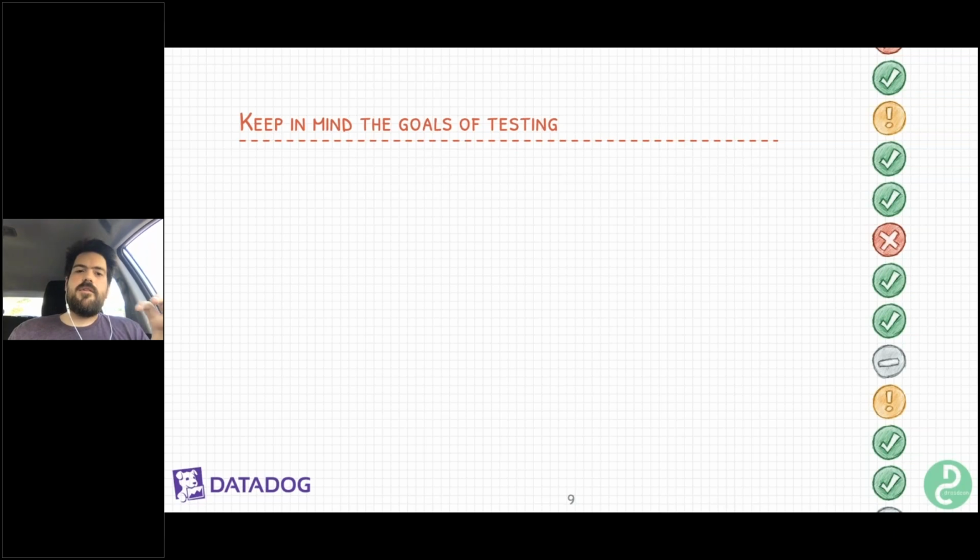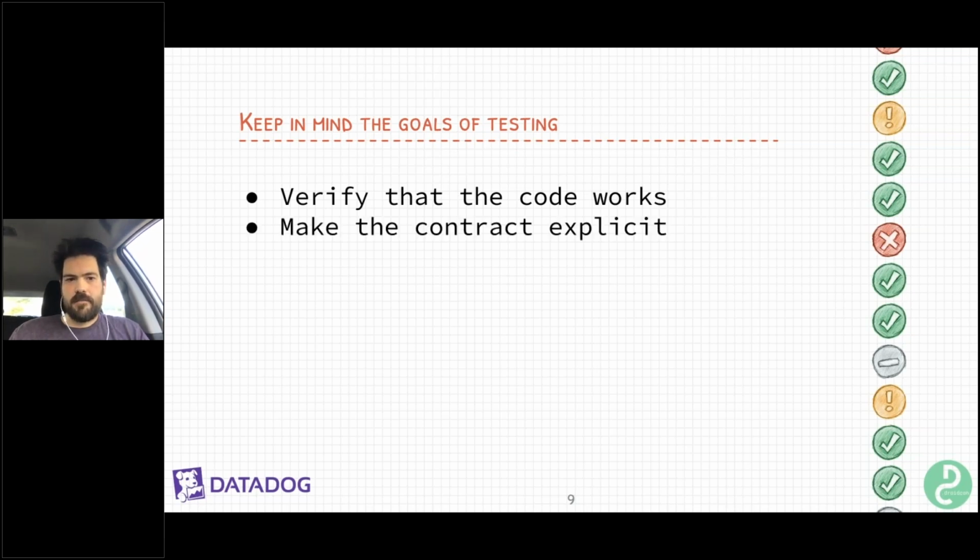Also, you should keep in mind the goals of testing. If you're asked what is the goal of testing, what's the purpose of that, most people will answer that it's to verify that the code works. And yes, that's the first point. You need to know that what you're going to put in production does work. But it's not the only thing.